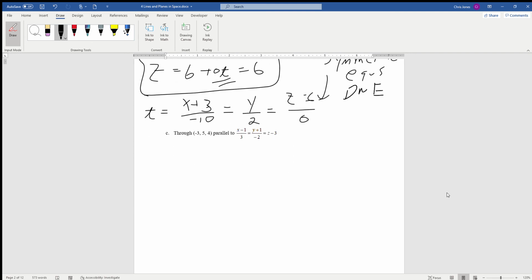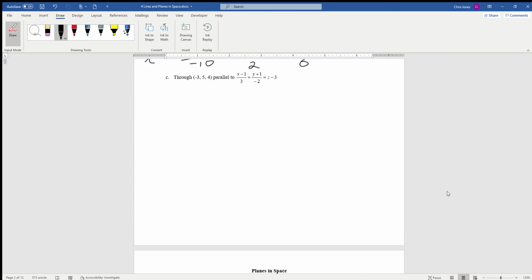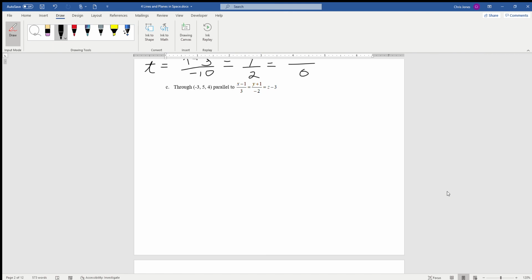Finally, a third example. Let's find the equation of the line that passes through -3, 5, 4. It's not parallel to a vector, it's parallel to a line. And the line is (x minus 1) over 3 equals (y plus 1) over -2 equals z minus 3. So we already know a point, x1, y1, z1, and that's easy.